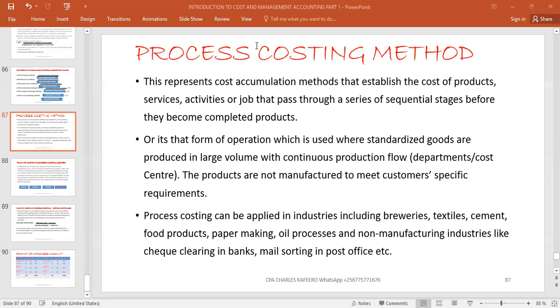That's how it is. So we are saying that process costing is just process by process, meaning what comes from process A goes to process B, and then to process C, until the finished goods are produced. What we are expecting is that we can talk about some of the industries where we use process costing, so that we can know how this is done.